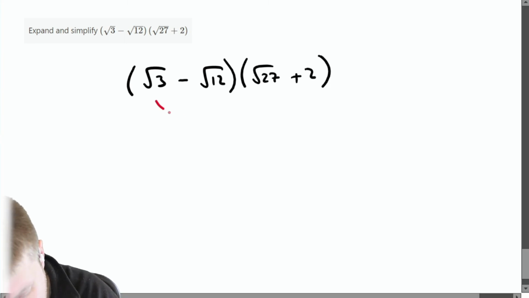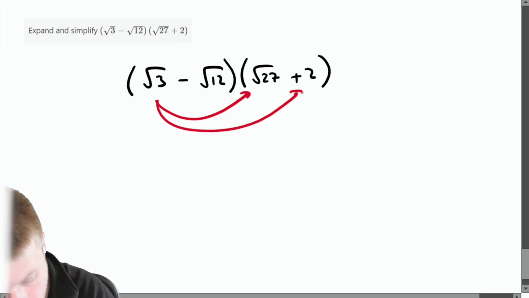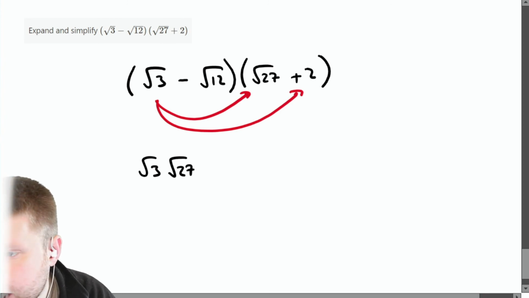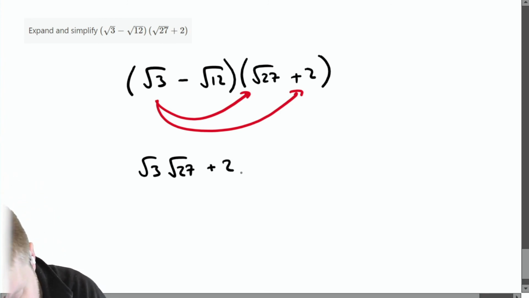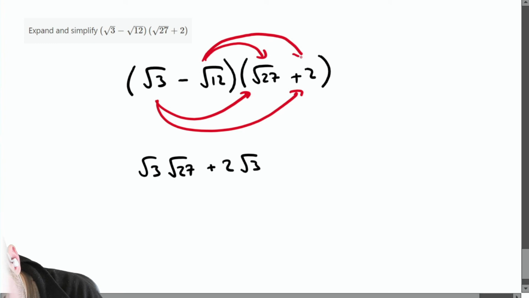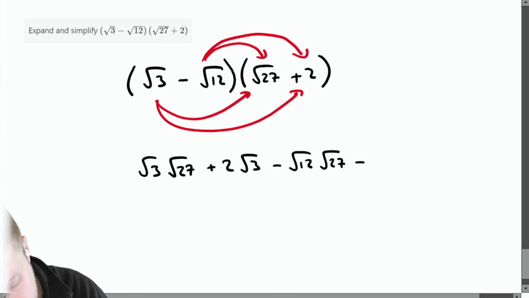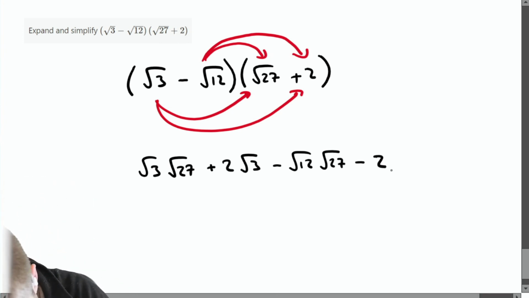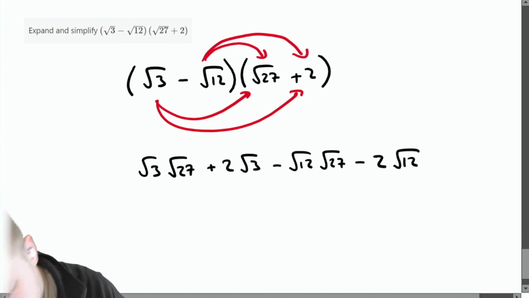Okay, so first of all, I'm going to take root 3 and distribute it over my bracket. So I'm going to have root 3 times root 27, and root 3 times positive 2, which is going to give me positive 2 root 3. And then I'm going to take my negative root 12 and distribute it over my second bracket as well. So negative root 12 times root of 27, and then negative root 12 times 2, so I can write that as 2 root 12.